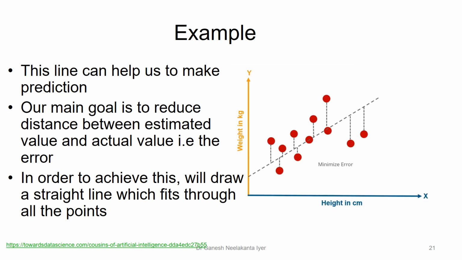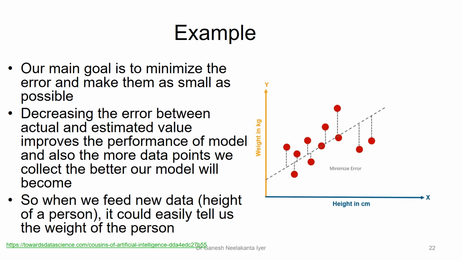So to achieve this, we will look at the distance between the original value and the expected value with this line, which is nothing but the error. So we understood that there is some amount of error. We can calculate the error in different ways, and our aim is to minimize this error as much as possible.